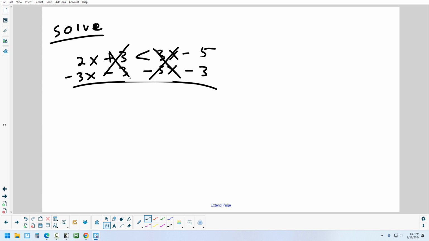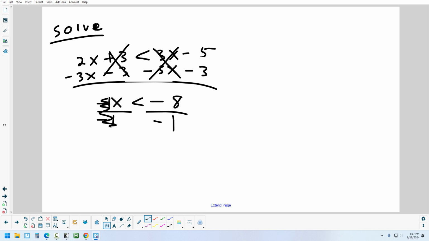2x minus 3x is going to leave me with negative x is less than. And what's negative 5 minus 3? Negative 8. Now, that doesn't have x by itself. What number is really in front of x right now? It's like having a negative 1 there. So what could we do on both sides to get rid of that negative 1? Divide by negative 1. So divide each side by negative 1.